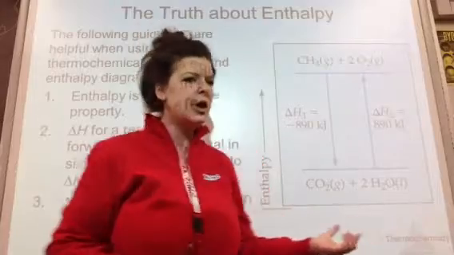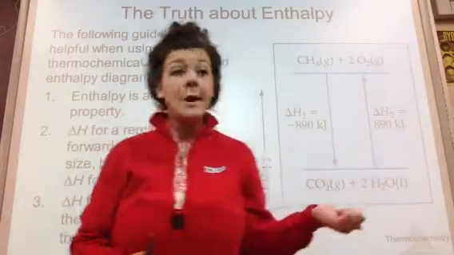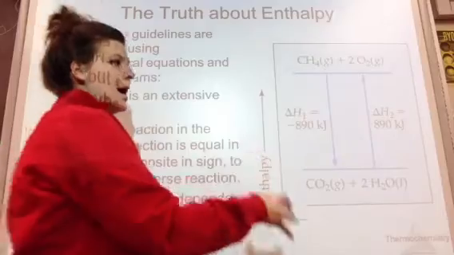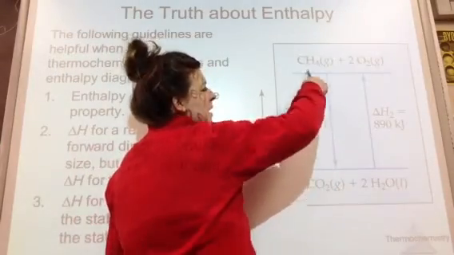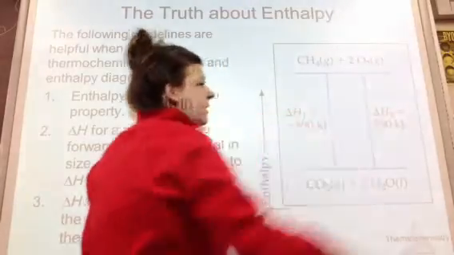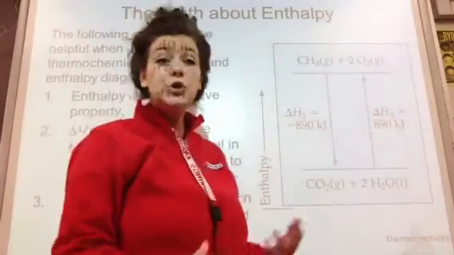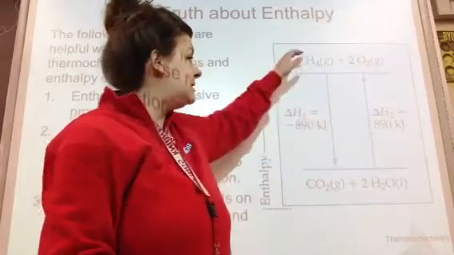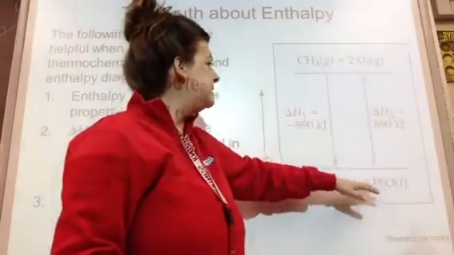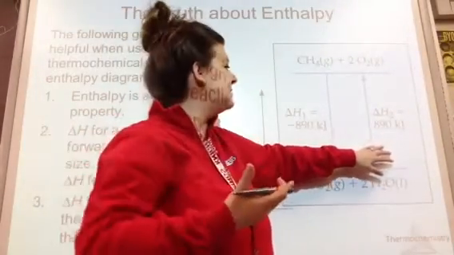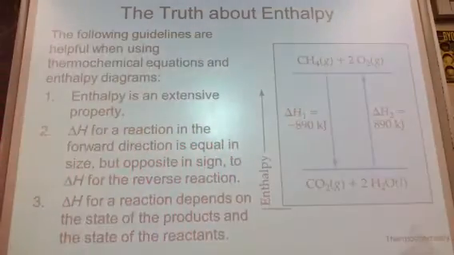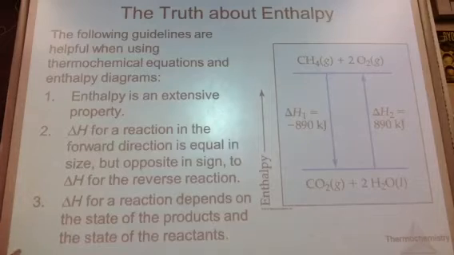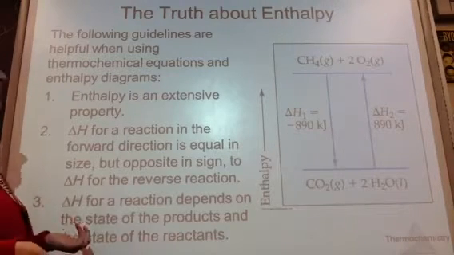But let's say that we started with carbon dioxide and water, and I could react those two to get methane gas and oxygen. In that case, I would need to absorb energy for this reaction to take place. So if I just have the exact opposite reaction, it would be a positive 890 kilojoules. If I'm thinking about reverse reactions, they're just going to be equal in magnitude but opposite in sign.